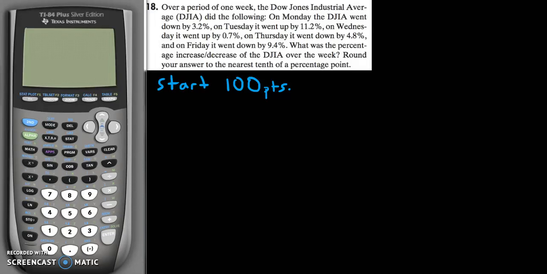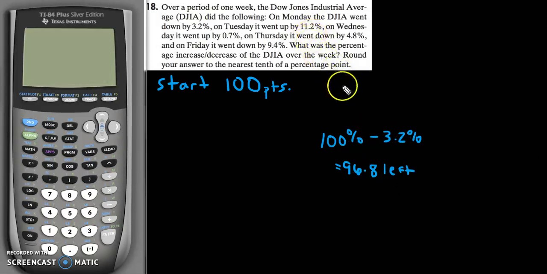Okay, so on Monday it went down by 3.2%. So all of these are going to hinge on that same thing we talked about: if it was worth 100% of its value and it went down by 3.2%, the number we actually want to use is 96.8, if we subtract 3.2. That it has 96.8% of its value left. So we'll keep using that, what it's actually worth.